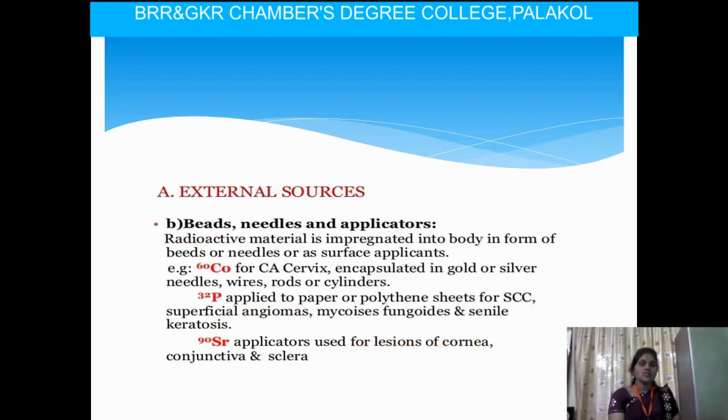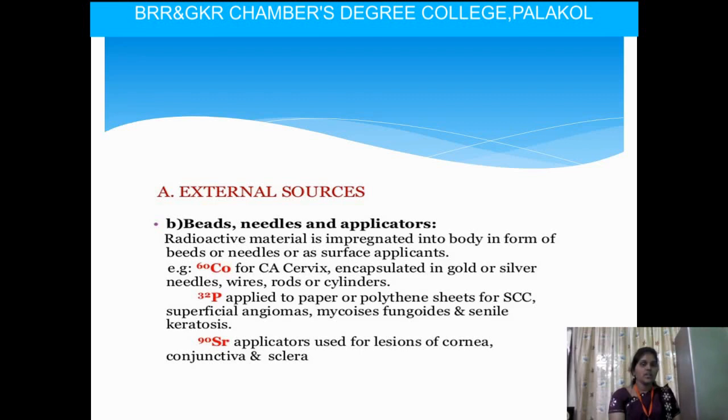For the first, the external source, radioactive material is impregnated into the body in the form of beads or needles or as surface applicators. For example, we take cobalt 60 for the cervix, encapsulated in gold or silver needles, wires, rods or cylinders. By using these different methods, needles or wires, we can insert it into the person. This is one of the external sources.